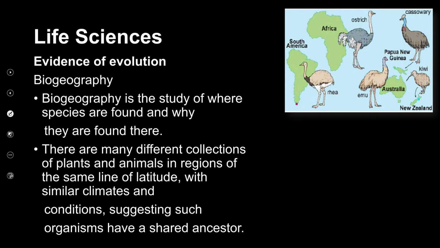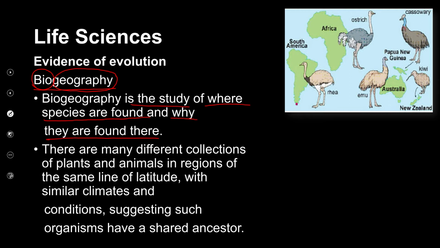All right, so we're going to have a look at another form of evidence called biogeography. Earlier, when we were talking about the term, we said we're looking at living organisms, which is bio, and geography is where they are in the world. So biogeography is the study of where species are found and why they are found there.